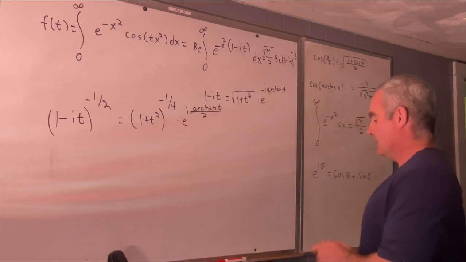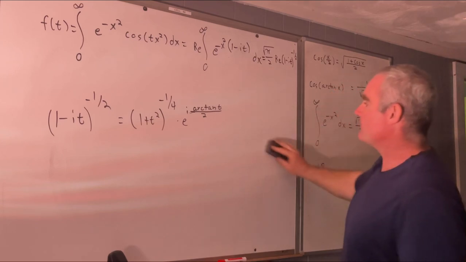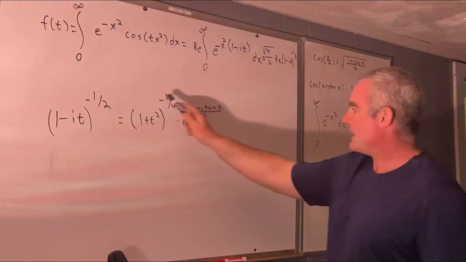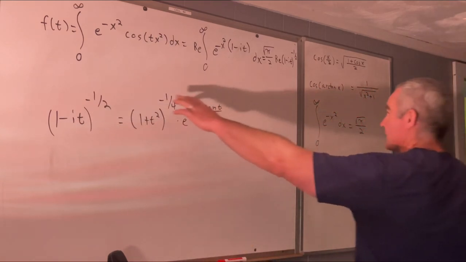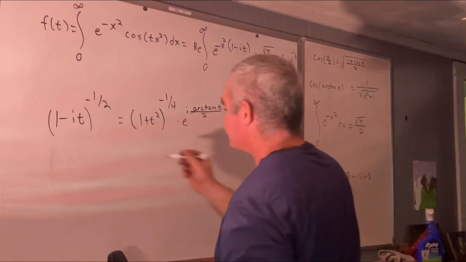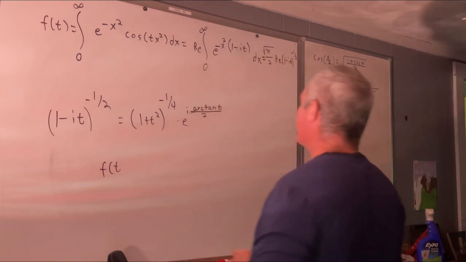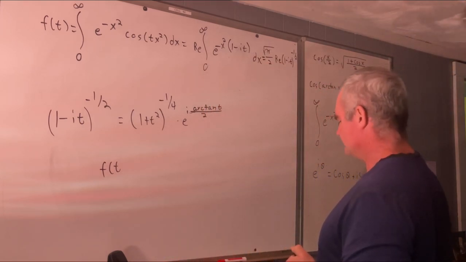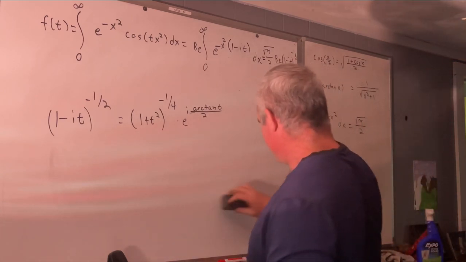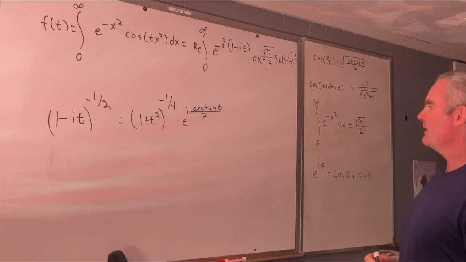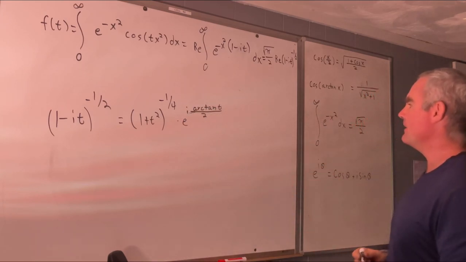All right. Get rid of this, clean up the board a little bit. Okay. So we have this. 1 minus it to the negative 1 half is equal to this. So our f of t, actually, before we do that, let's find out what this is.